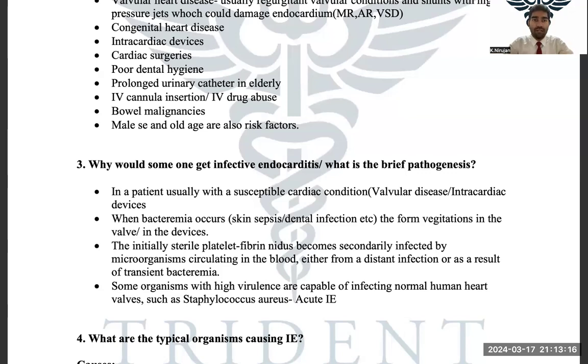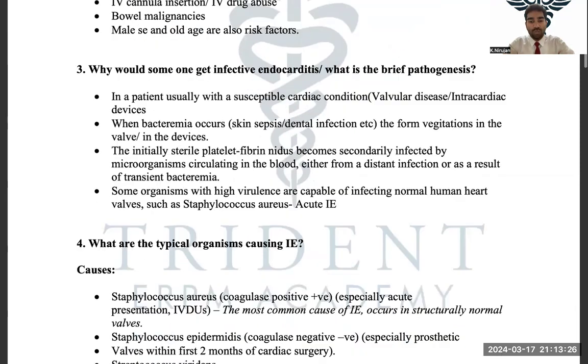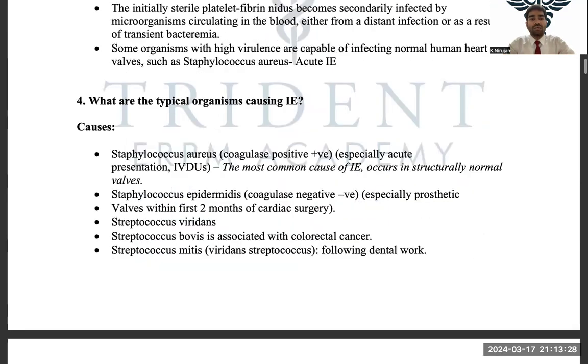But having said that, there is another variant called acute infective endocarditis, where certain people do get infective endocarditis with normal valves, no predisposing conditions. We'll come to that later. Okay. So what are the typical organisms causing IE? Again, Staphylococcus aureus. Nowadays, the commonest organism causing infective endocarditis is Staphylococcus aureus. This used to be a famous question. When I was a medical student, the answer was viridans streptococci.